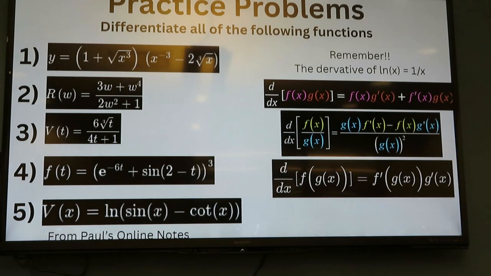Okay, so here are some practice problems involving product rule, quotient rule, and chain rule. I have listed all of these formulas over here.